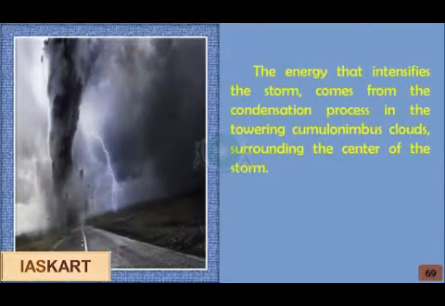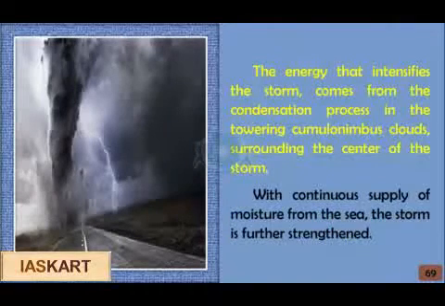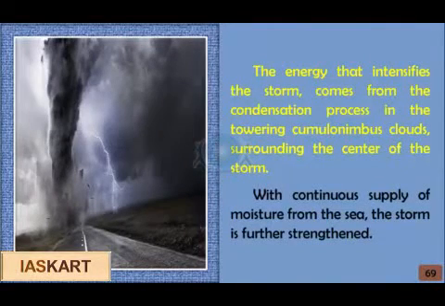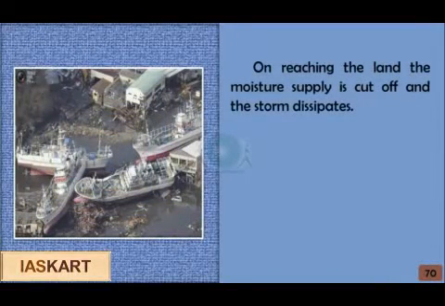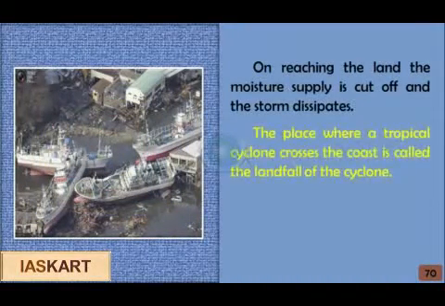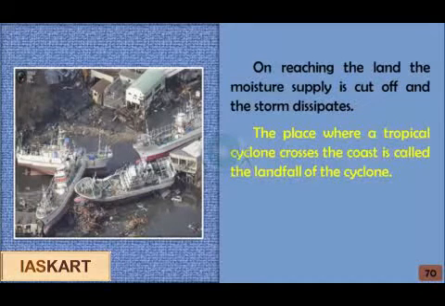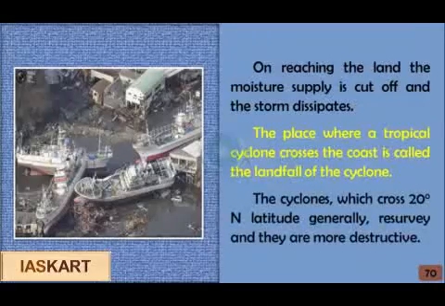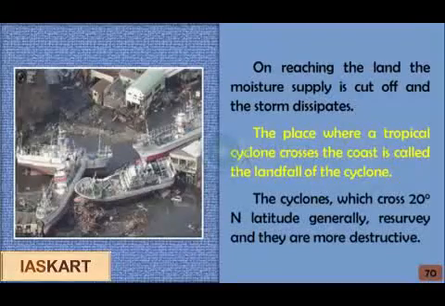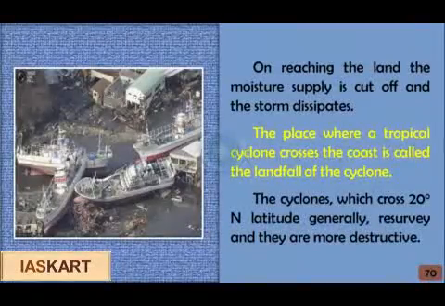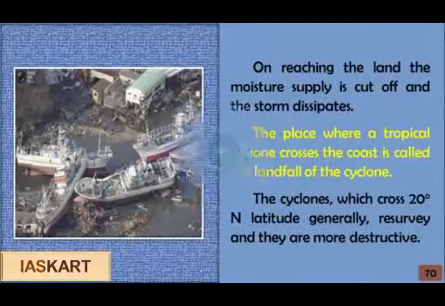The energy that intensifies the storm comes from the condensation process in the towering cumulonimbus clouds surrounding the center of the storm. With the continuous supply of moisture from the sea, the storm is further strengthened. On reaching the land, the moisture supply is cut off and the storm dissipates. The place where a tropical cyclone crosses the coast is called the landfall of the cyclone. The cyclones which cross 20 degrees north latitude generally recurve and they are more destructive.